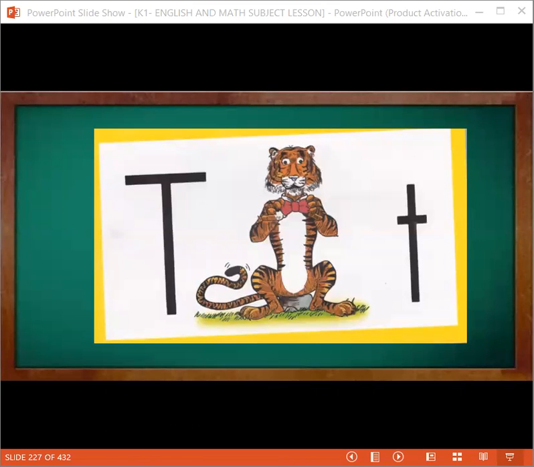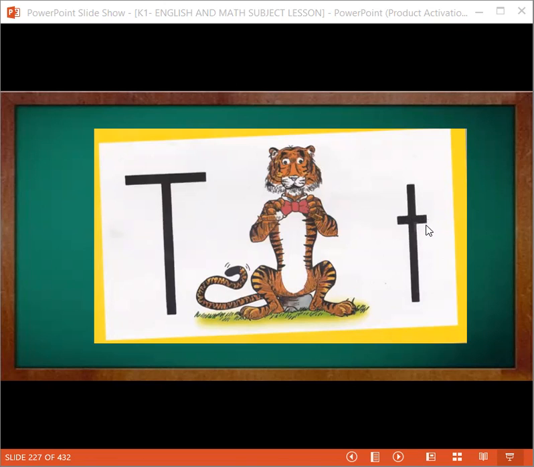Okay. So, good afternoon, kids. So, in this picture, you will see tiny tiger. Again, this is tiny tiger. Tiny tiger begins with what letter? Big letter T. Big letter T and small letter T.